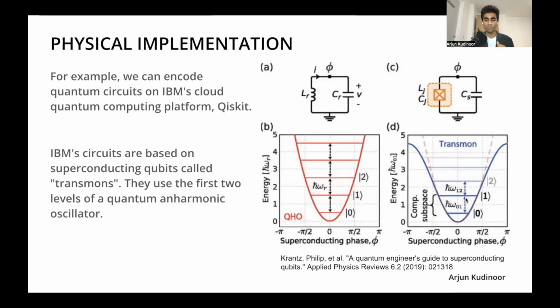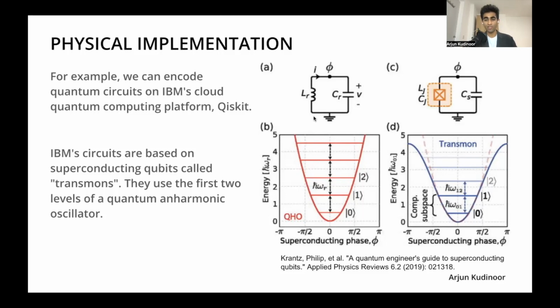So the difference between the 0th and the first energy level is larger than the difference between the first and the second. This way you can isolate energy levels. You can tell whether a particle is in the 0 state or the 1 state, depending on the difference between their energies. And similarly, you can tell if it's in this 2 state if it has an energy difference that's lower. Okay, so superconducting qubits called transmons use anharmonic oscillators. This is an example of a physical implementation of a quantum bit.